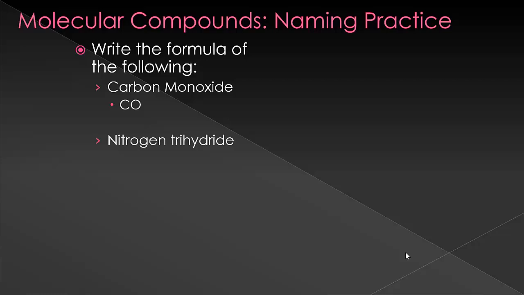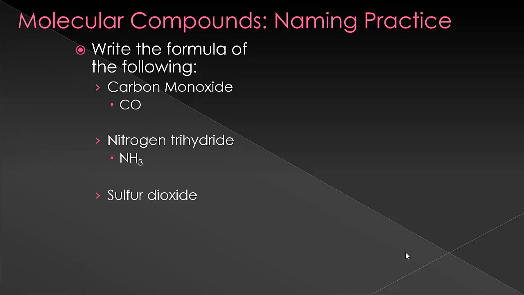Our next one is nitrogen trihydride. So we write that out. You have a nitrogen and then 3 H's. Keep in mind that's typically called ammonia. That's a common name for it. You'll find that lots of times we have common names for things rather than using the actual nomenclature.